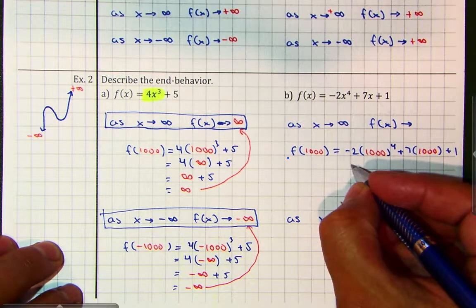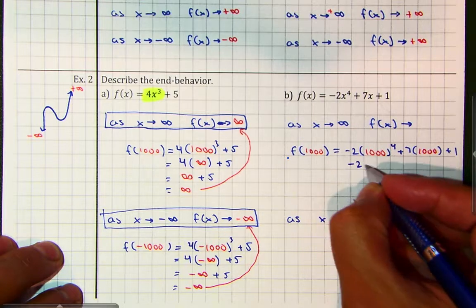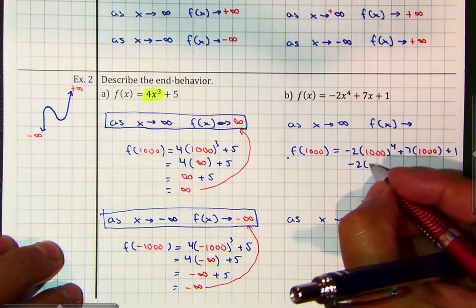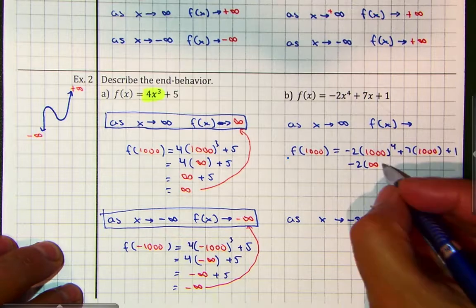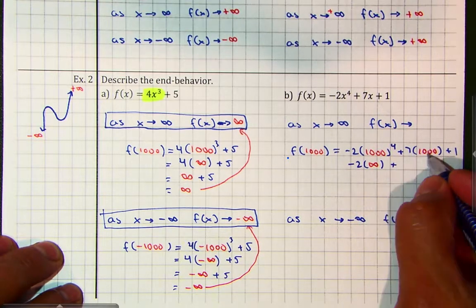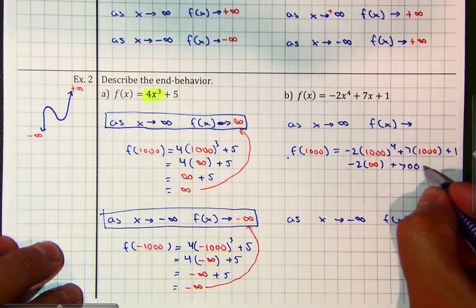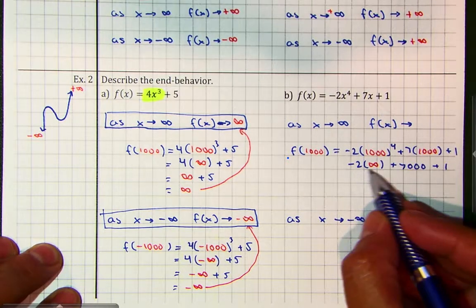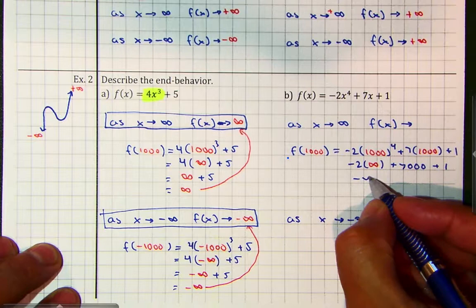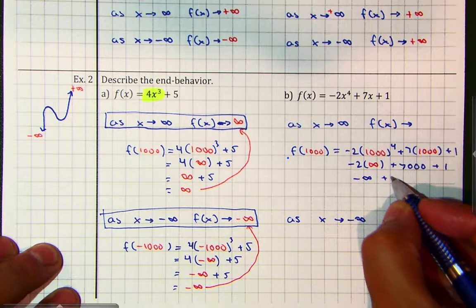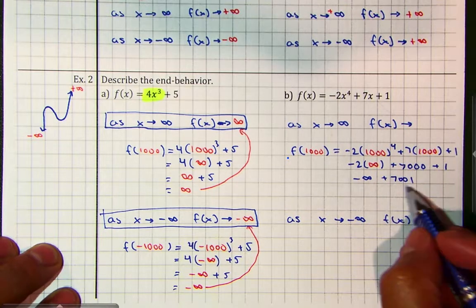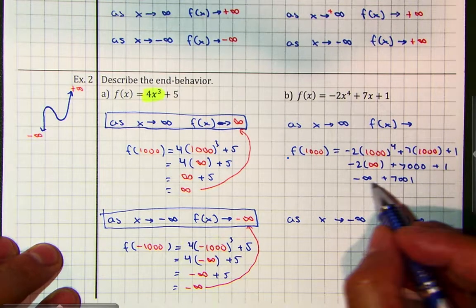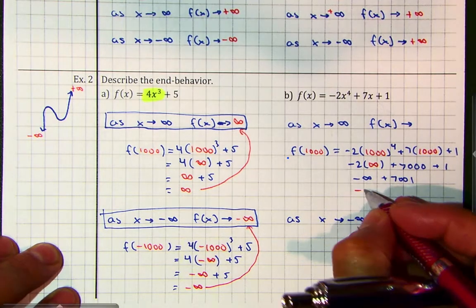positive infinity. This is going to be negative 2 times positive infinity plus 7 times 1,000, which is 7,000, plus 1. So therefore, this will give me negative infinity plus 7,001. Will this make a difference? No. So therefore, that'll be negative infinity.